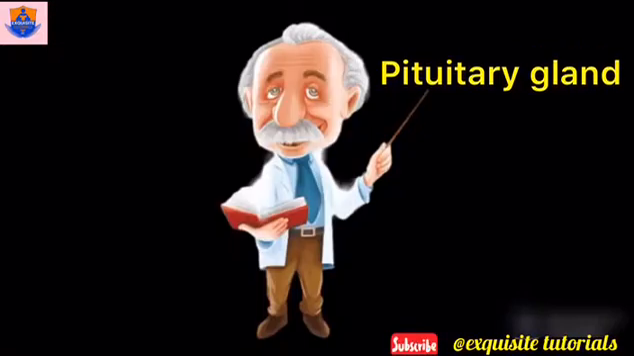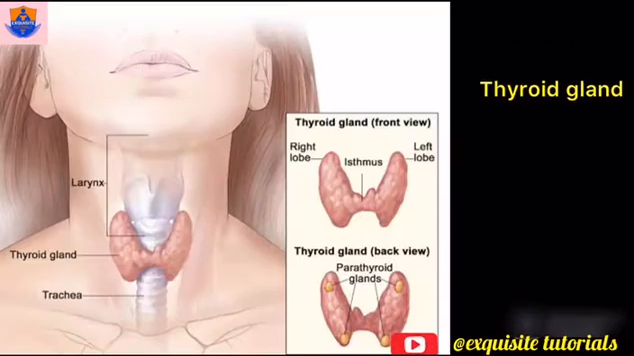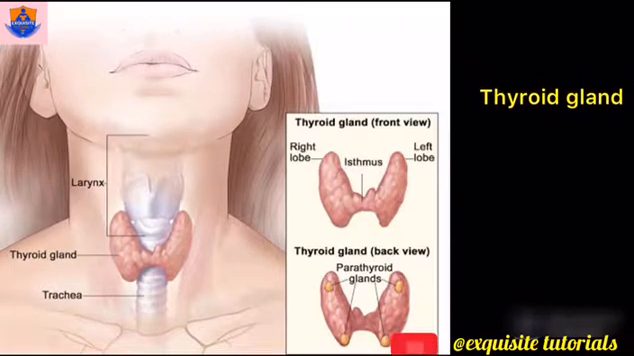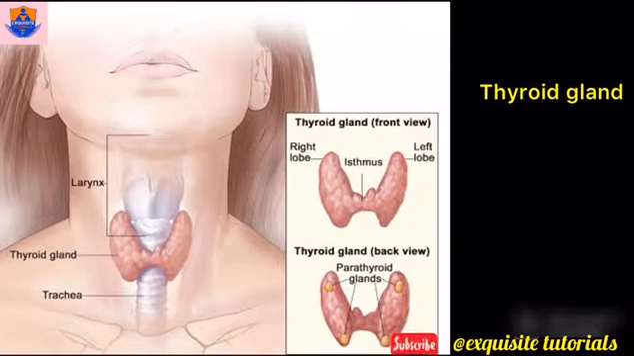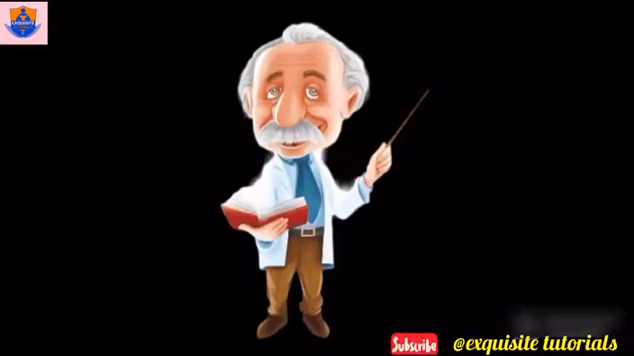Another term we need to understand is the thyroid gland. The thyroid gland is located in the neck. It secretes thyroxine, an iodine-containing amino acid. Do not forget, the pituitary gland is the master gland and is located at the base of the brain. Now we have the thyroid gland located in the neck, and it secretes thyroxine.